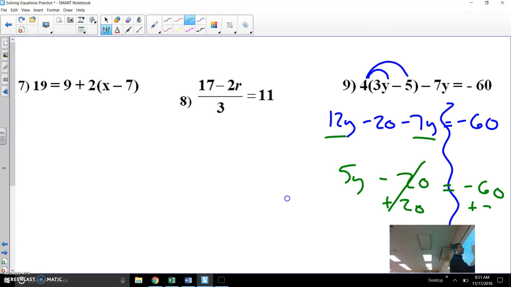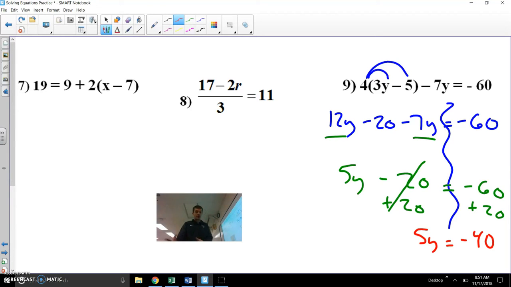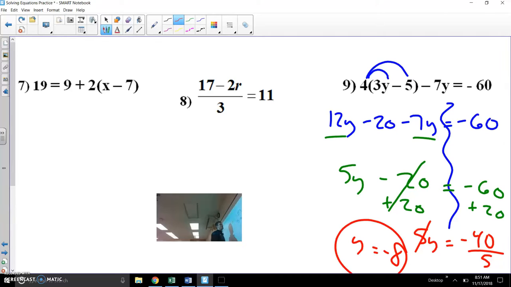So I can undo the process a little bit by adding 20 to negative 60 to see what we get. We get 5y equals negative 60 plus 20, negative 40. If you have negative 60 and you add 20 to it, you're not going to be at 0, but it is going to get you closer to 0, still negative though. Let's divide by 5, and there's your negative 8. So if you were to plug in negative 8 up here, you would see that it all calculates to be exactly negative 60.